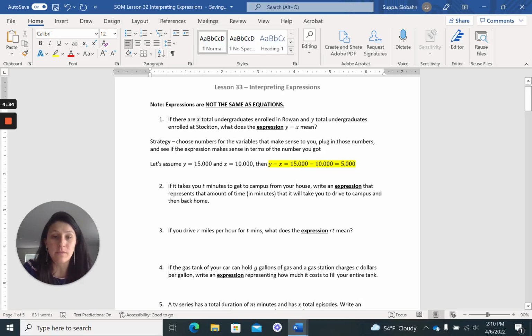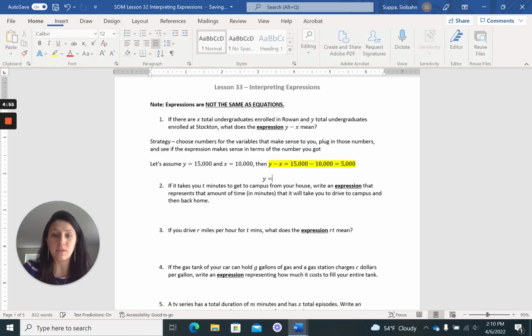Oh, I already did this wrong. This says X total students at Rowan. See? So that's good to reread the problem as well. So I have to switch these. So let's assume, oh no, I don't have to switch them. I just interpreted it wrong. So it means that there are more students at Stockton because Y represents Stockton.